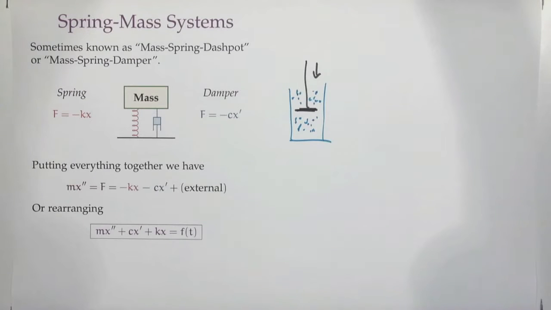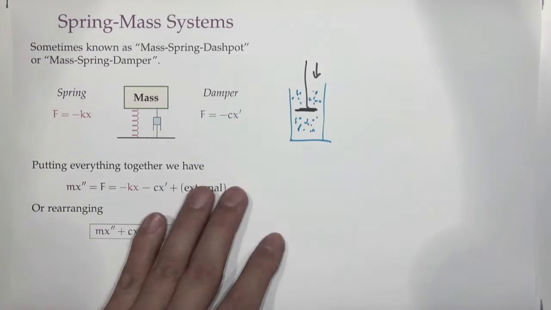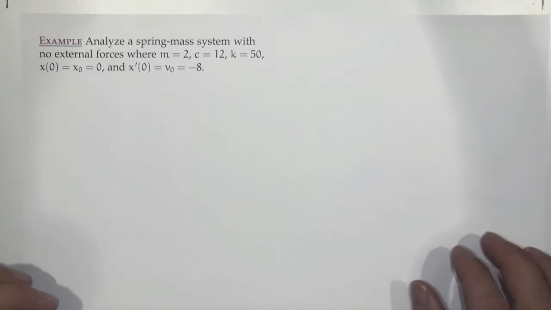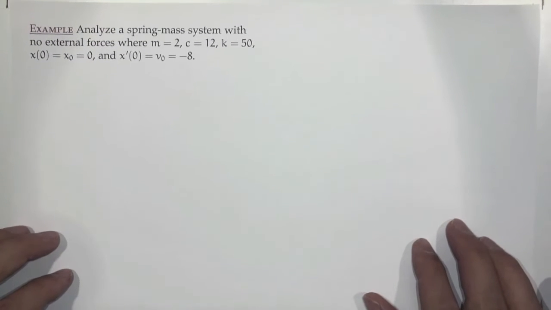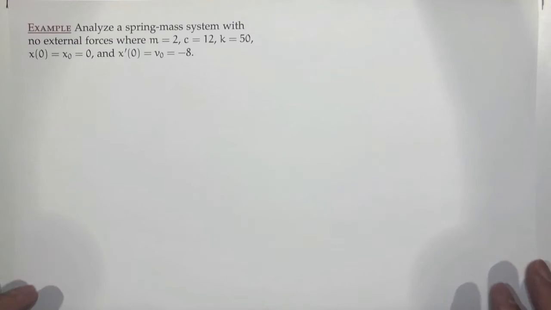All right, so are we ready to try a problem? Good. We'll do a problem then. Here we go. Analyze a spring mass system with no external forces. Woohoo! No external forces, good. And it gives us our coefficients: m equals 2, c equals 12, k equals 50. And then we just have to remember what everything is.